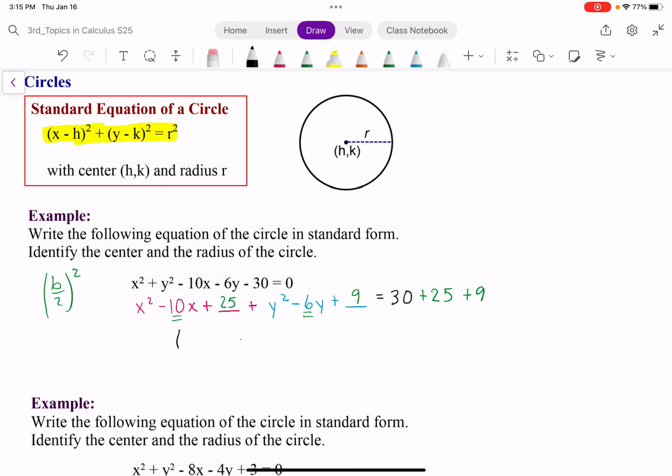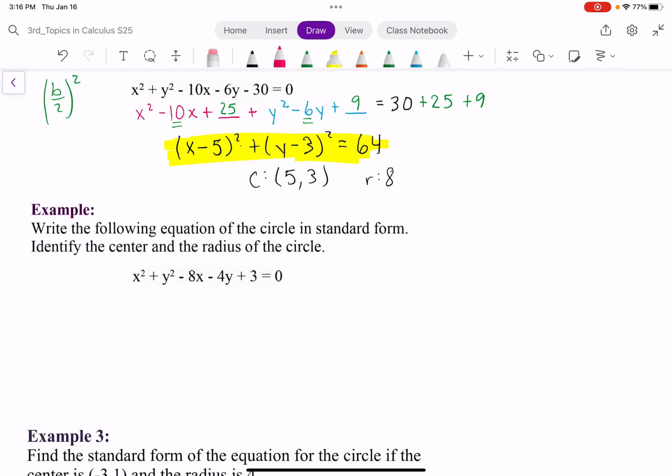And so now if I complete the square, that becomes (x - 5)² + (y - 3)² = 30 plus 25 is 55, 55 plus 9 is 64. And so that is the equation in standard form. And it says write the equation in standard form, which we did, and then it says identify the center and the radius. Okay, well the center is just (5, 3). And the radius, because it's r squared, if we square root that to solve for r, the square root of 64 is just 8. So that's it.